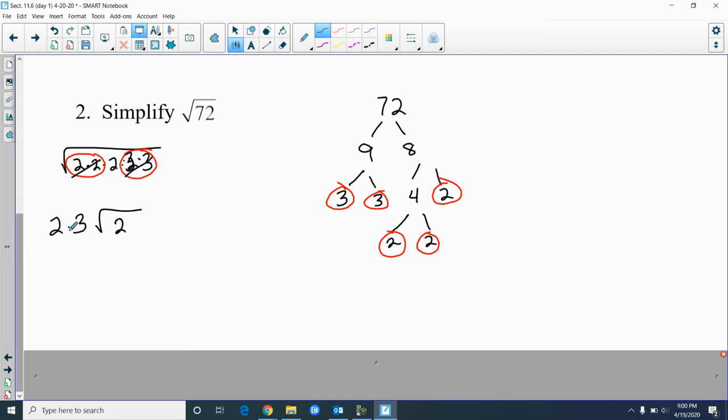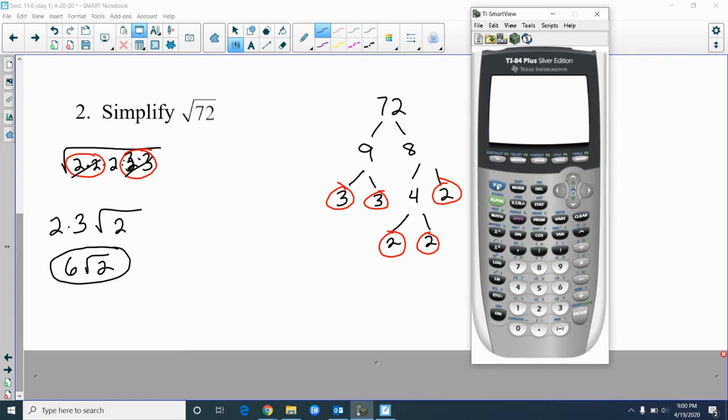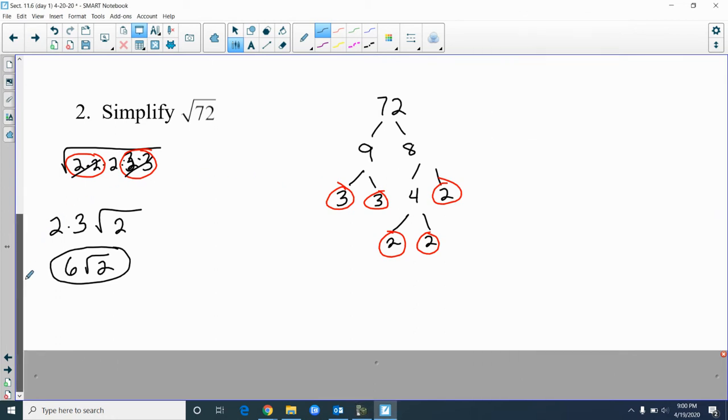And then I need to finish this by multiplying 2 times 3, which is 6. I get 6 square root of 2. That's my final answer. So to double check it, I take square root of 72. I get a decimal, and then I test 6 radical 2. I get the same decimal. That doesn't guarantee you're right, but it gives you a pretty good clue that you are. Okay, so that's square root of 72.